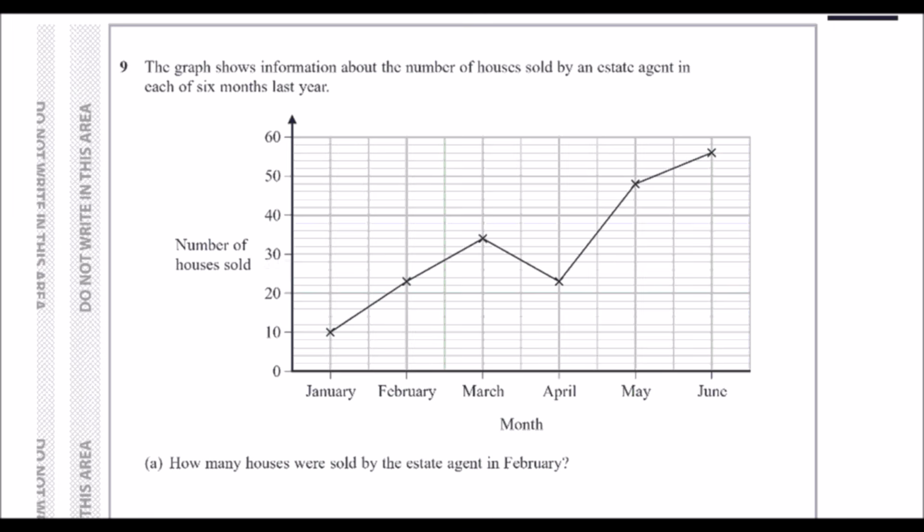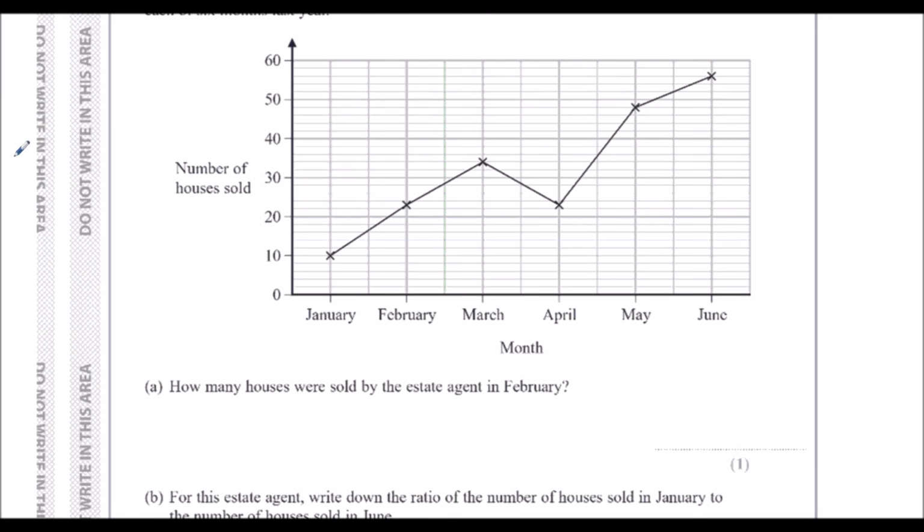Question 9. The graph shows information about the number of houses sold by an estate agent in each of 6 months last year. So we've got the number of houses sold and then different months. How many houses were sold in February? So let's look at the graph. So February goes up to, so it's between 20 and 30. There are 1, 2, 3, 4, 5 boxes. So each one must be worth 2. And the x is in between 22 and 24. So it must be 23.